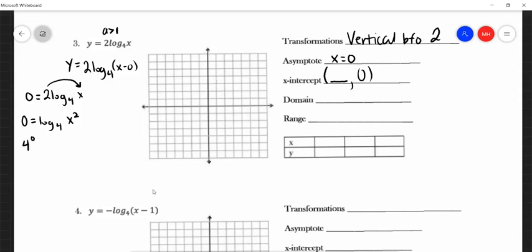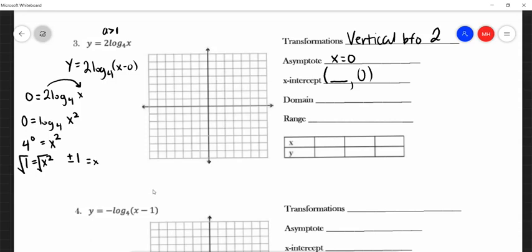So 4 to the 0 equals x squared. Anything to the 0 power is 1. So this is 1 equals x squared. And then I'm going to take the square root of both sides to get the x completely by itself. When we take the square root, we do get a positive and negative version of our answer. Square root of 1 would be plus and minus 1.